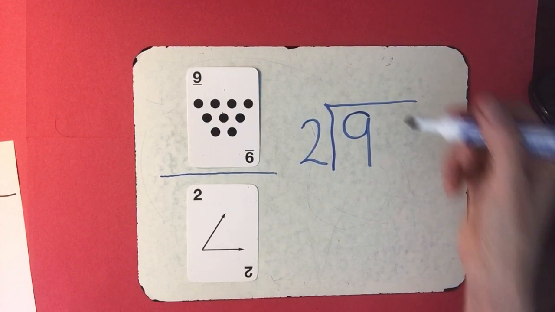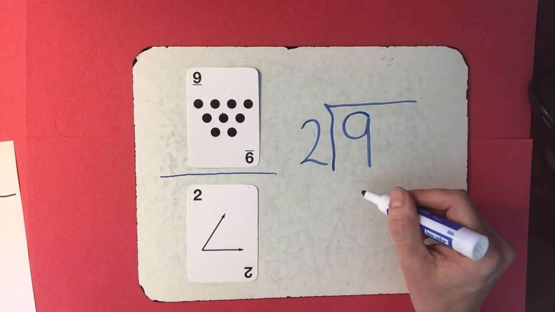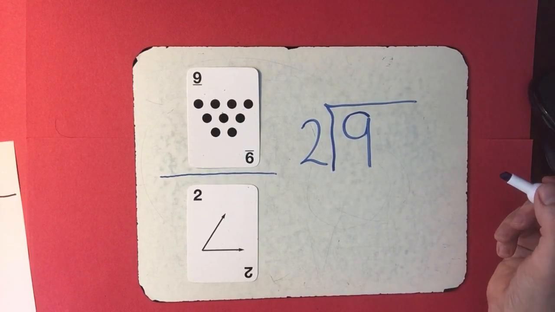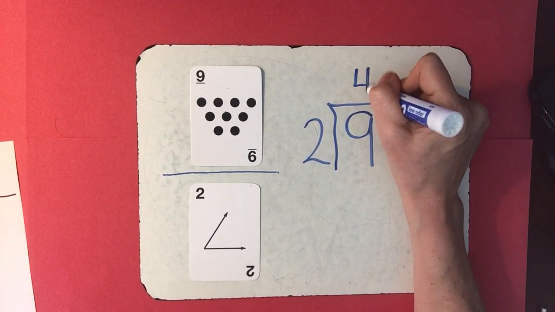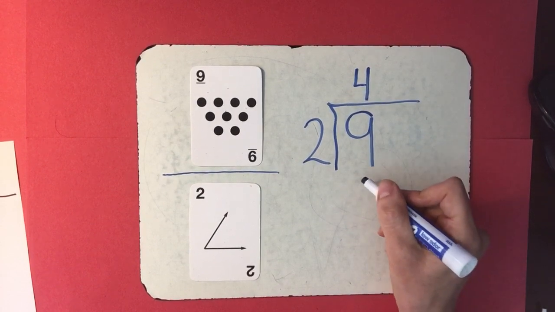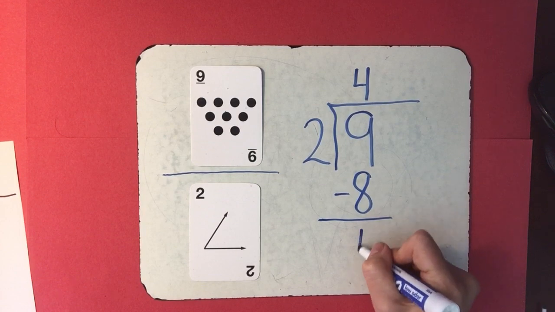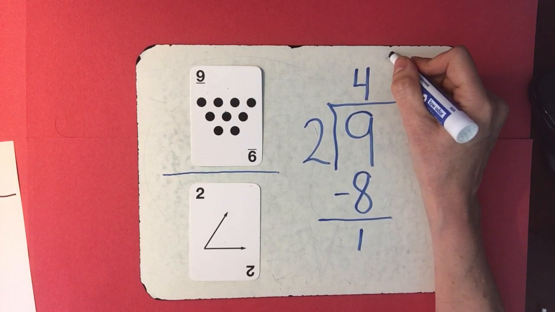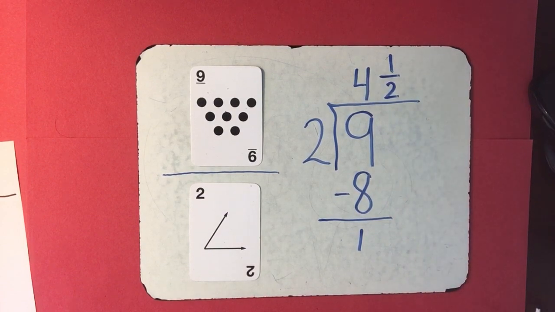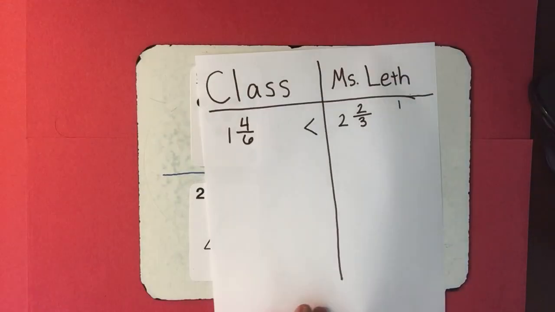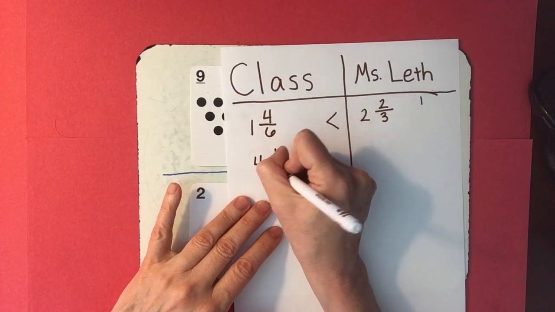Go ahead and write that answer right up here, and then you're going to multiply, and then you're going to find your remainder and write a fraction. So 2 goes into 9 4 times. 4 times 2 is 8. I'm going to subtract, and the final answer is 4 1/2. So for your next score, or your next round, you got 4 1/2.